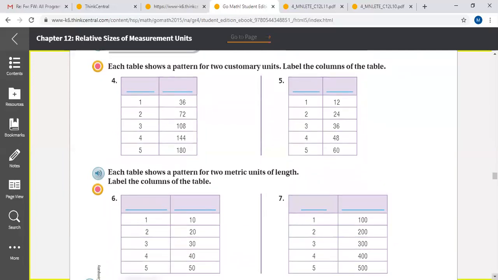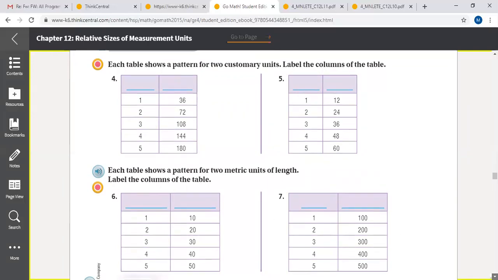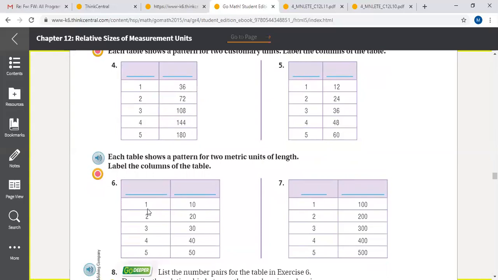Question number 6. Each table shows a pattern for two metric units of length. Label the columns of the table. Okay. Question number 6. This is 1 and this is 10, 2, 20, 3, 30, 4, 40, 5, 50. We can write here, this is centimeters and this is millimeters. Centimeters and millimeters. Why? Because 1 centimeter equals 10 millimeters.